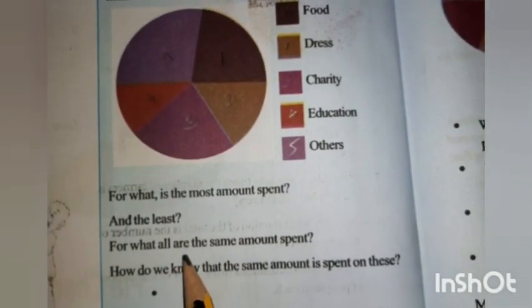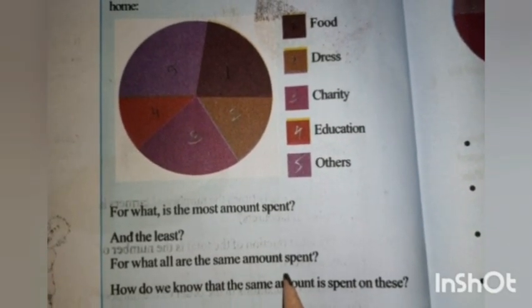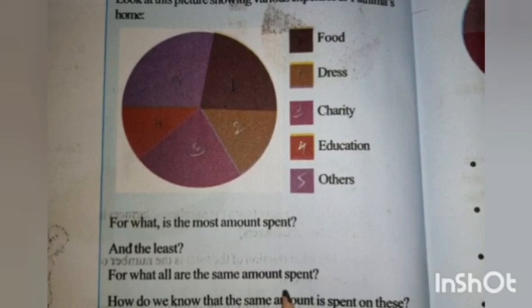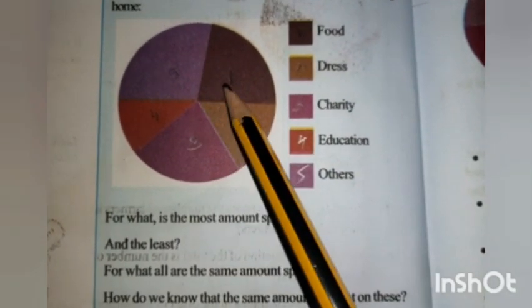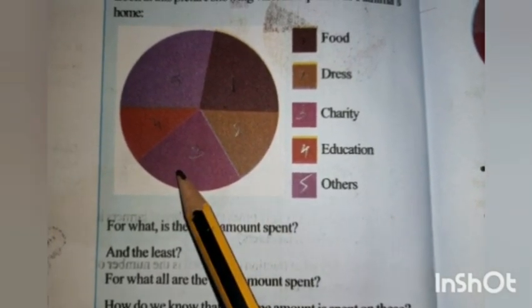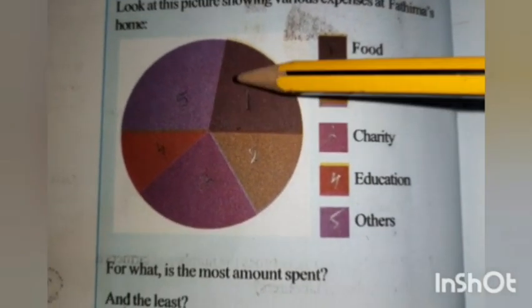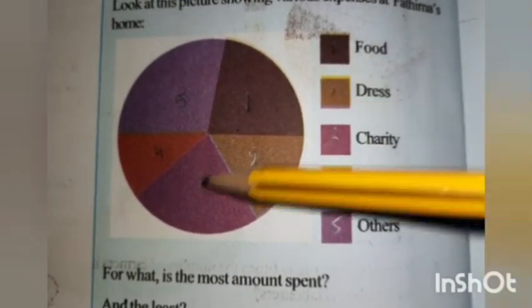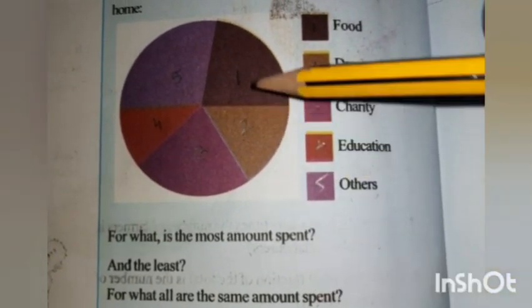Next, for which items was the same amount spent? The same amount was spent for these two, food and charity, we can say. From the picture you can see the shaded portions are almost equal. That's why we can say the amount spent is equal.